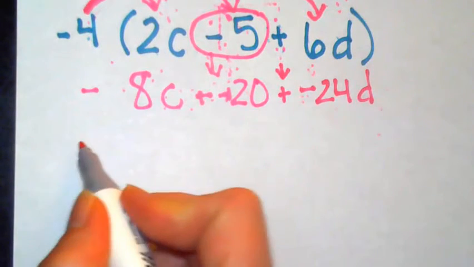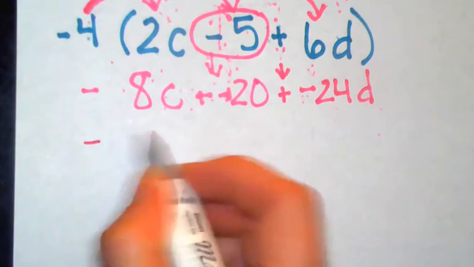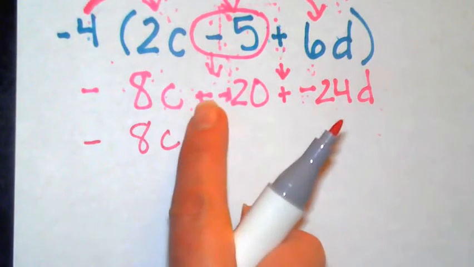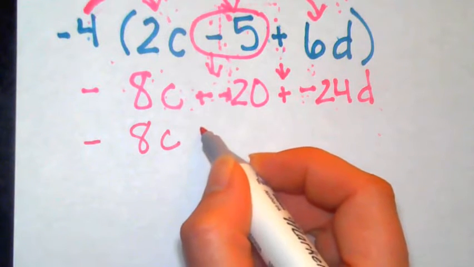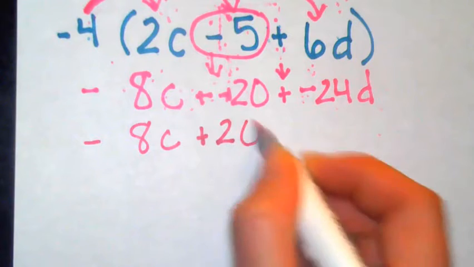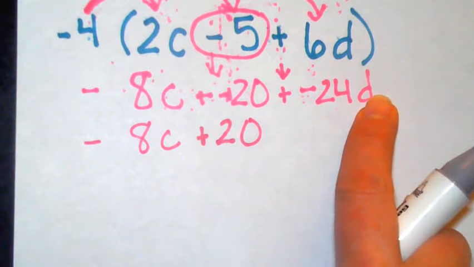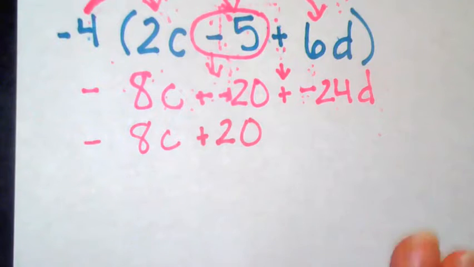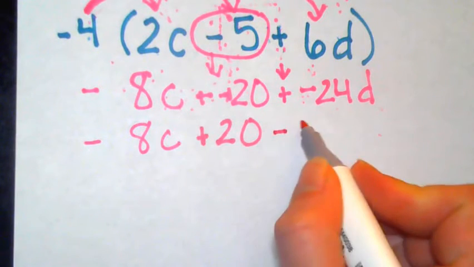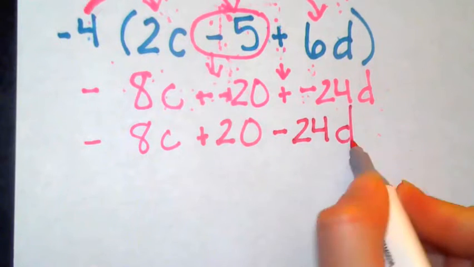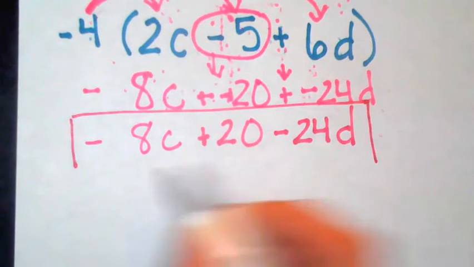So I'm going to simplify this a little bit. I can't combine my c, my constant, and my d term, but I can go 8c. I can clean up these symbols here. That minus turn it into a plus. In other words, 8c plus 20 plus -24d. This is algebra. We want to get rid of clutter. Adding a negative is the same thing as just subtracting that number, -24d. And that's my most simplified answer.